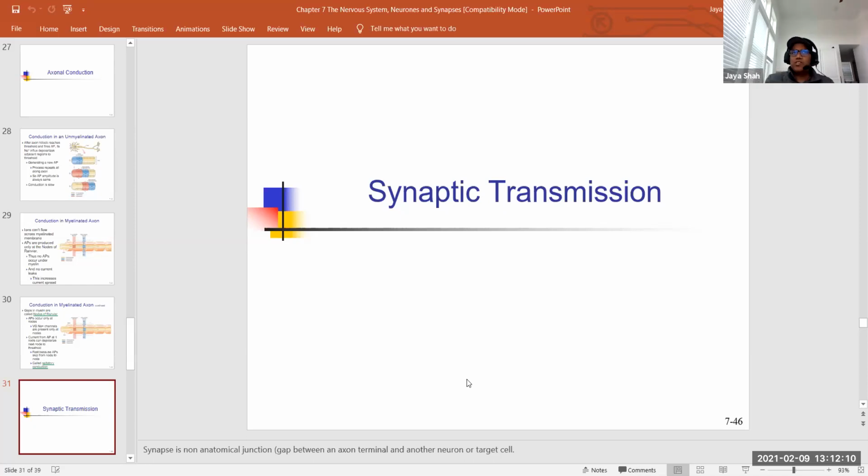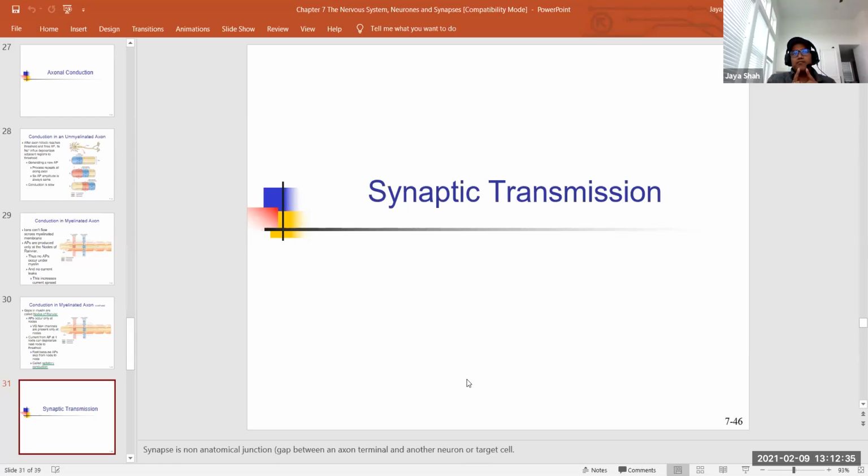And that gap is called, what is that gap called? Synaptic cleft. Synapse. That gap is called synapse. And they are not an anatomical junction. They are a functional junction. They are a non-anatomical junction because they have no physical contact with each other.